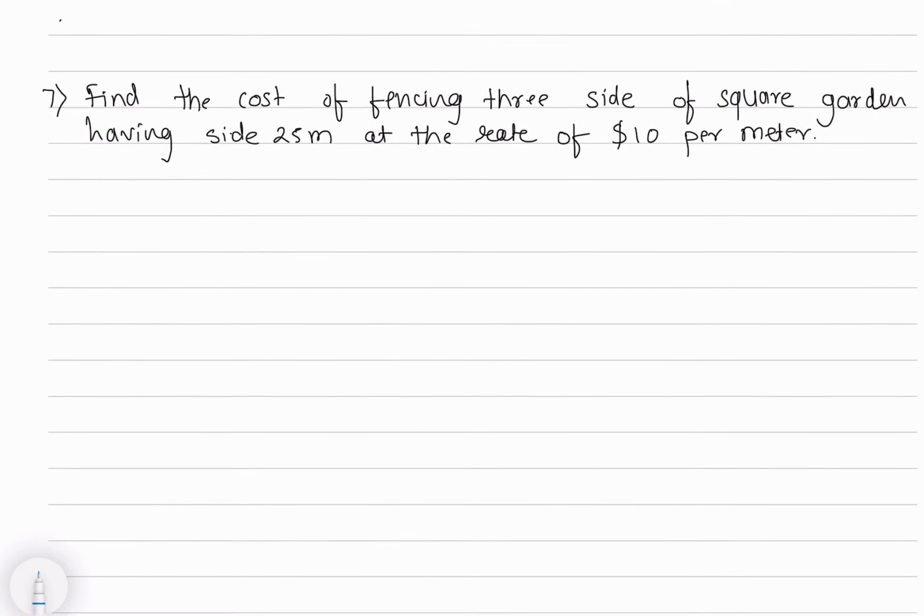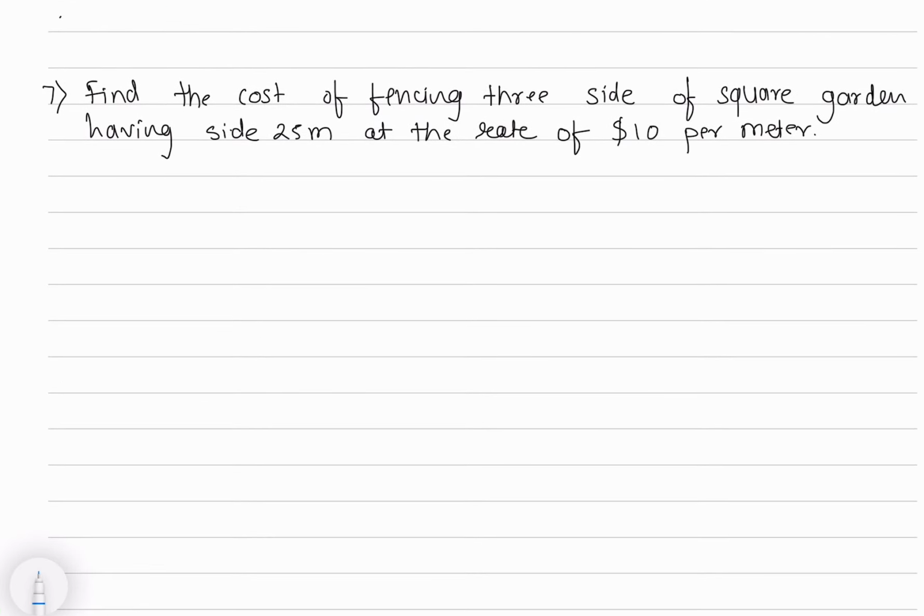Now moving to the next problem. The next problem is: find the cost of fencing of 3 sides of a square garden having side 25 meter at the rate of $10 per meter. So here is the square garden. It has 25 meter, 25 meter, 25 meter, and this is also 25 meter. But they give only fencing of 3 sides. This is the second and this is the third side. We want only 3 sides of fencing.